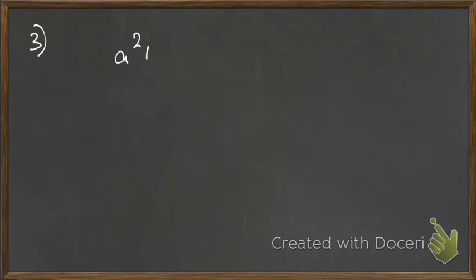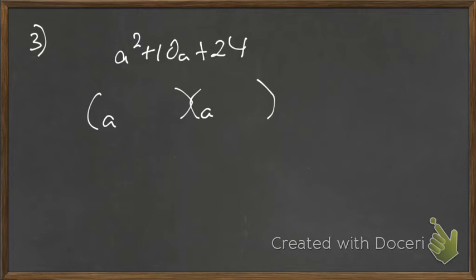Let's take a look at number 3. I've got a squared plus 10a plus 24. I want you to try that on your own, please. Let's check out number 3. I'll take care of the hard part. A times a, I got you. Now, it needs to multiply to equal 24, but add to equal 10.